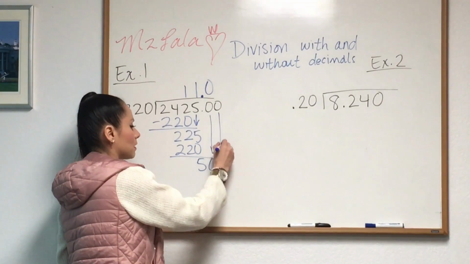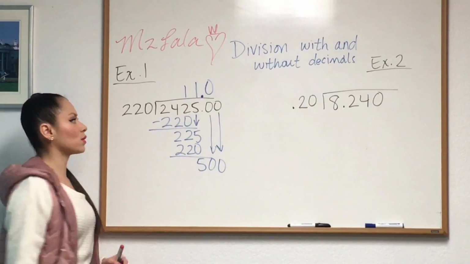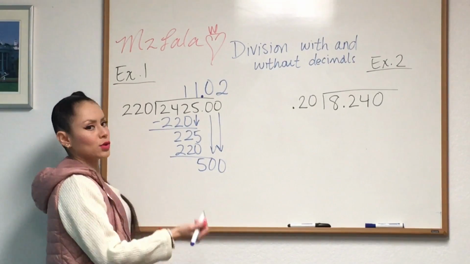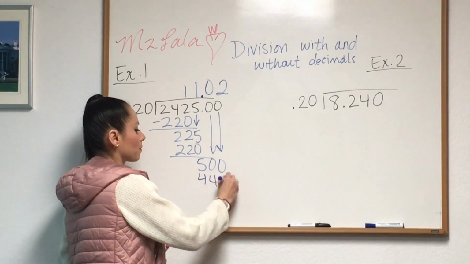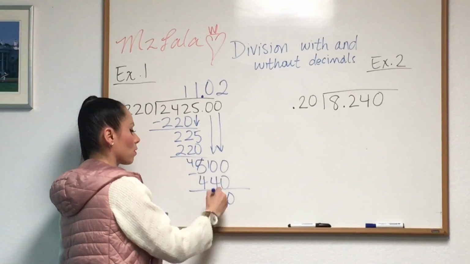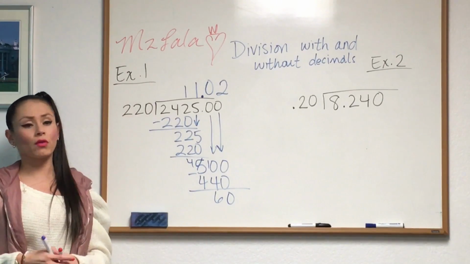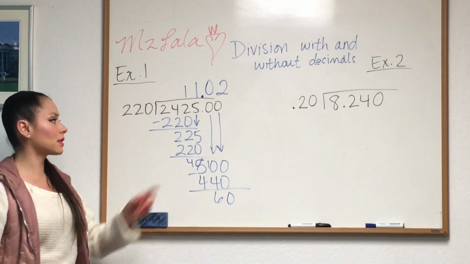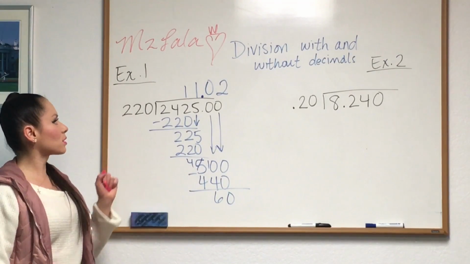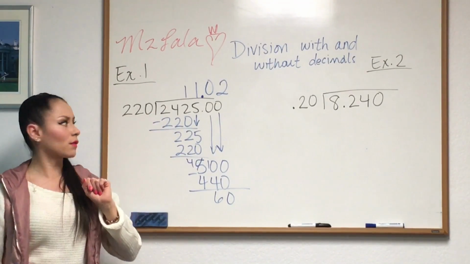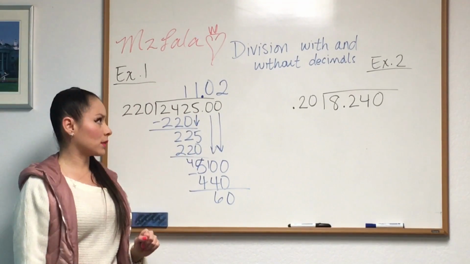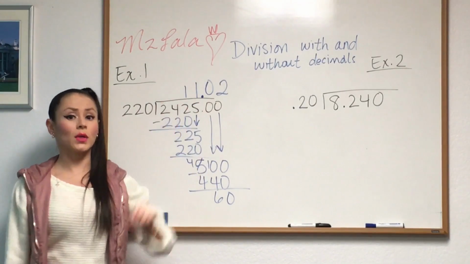Now you bring down this 0. Now we have 500, 220 into 500. It's going to fit 2 times, and that's going to be double the 220. It's going to be 440. And if we subtract 0 minus 0, 0, 0 minus 4, you can't, so we must borrow, and that's going to be 60 left over. But since they only give you 2 decimal places, they only want you to go there, so they want you to stop here. So your answer would just be 11.02, which is 11 and 2 hundredths.